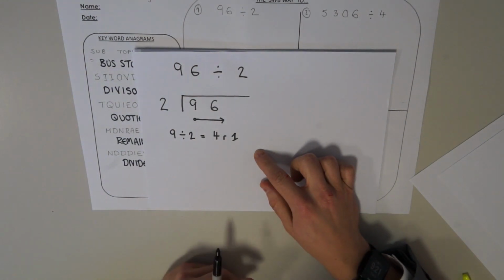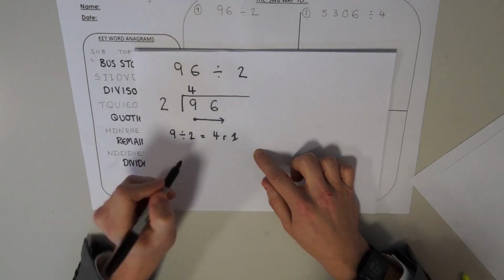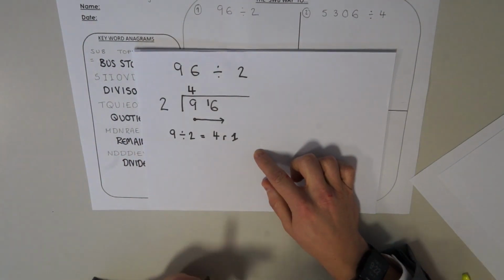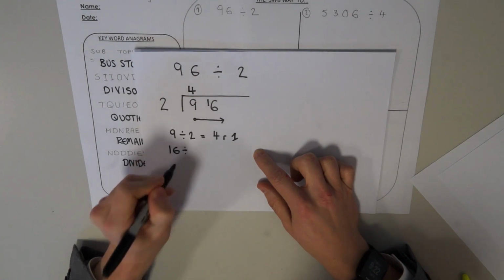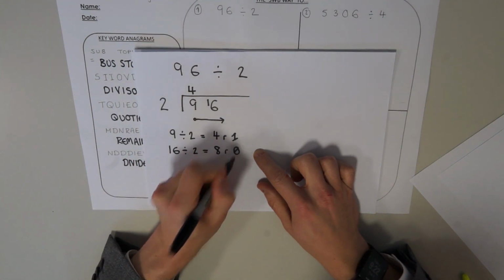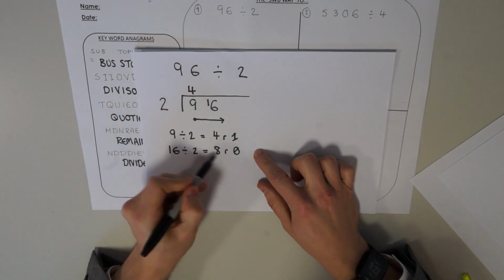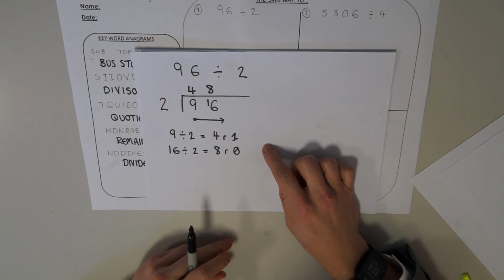Therefore, I've written it down on the page so I can check later on if I've got it right. The 4 goes above the 9, the remainder goes next to the number on the right of the 9, so it will now be 16. 16 divided by 2 becomes 8, remainder 0. Therefore, I will put my answer 8 here and I have completed my first division.